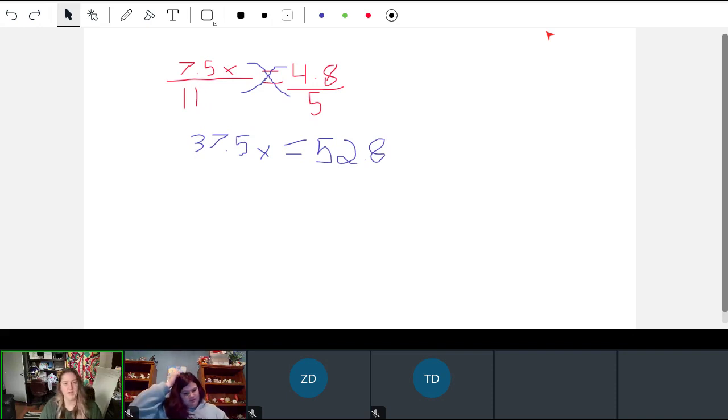Very good, 52.8. Okay, so now look at that variable. How can you get that variable by itself? What have we done on all the other problems to get it by itself? Yes! Divide. Divide by what is stuck to that x. Remember, you're trying to get everything away from the x.